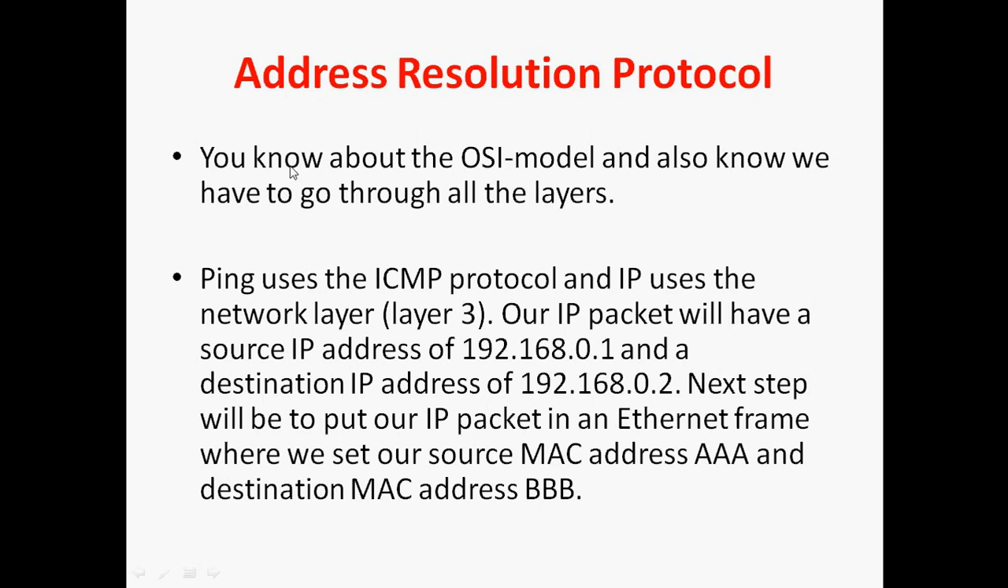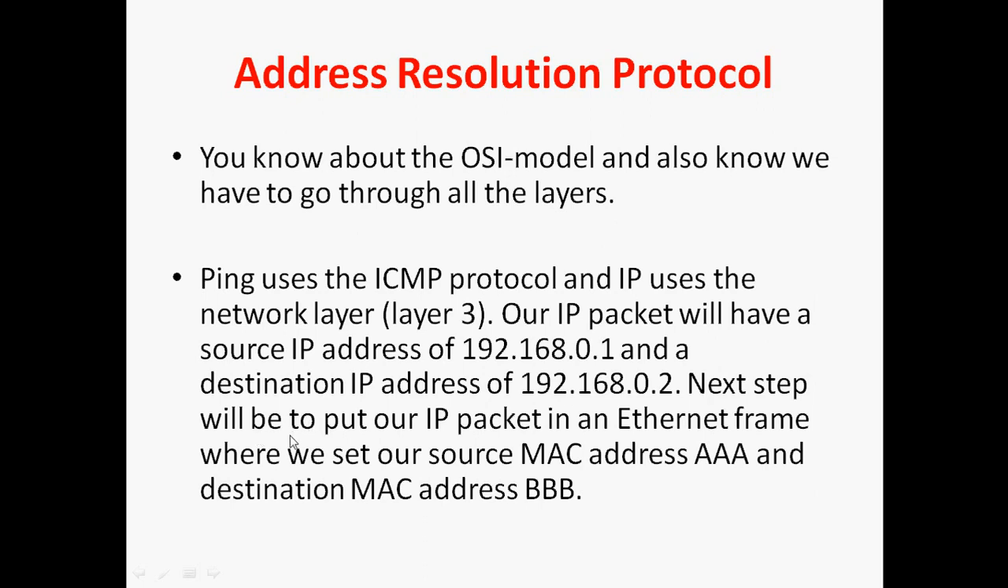Okay. So next point, you know about the OSI model and also know we have to go through all the layers. Ping uses the ICMP protocol and IP uses the network layer. So our IP packet will have source IP address 192.168.0.1 and destination IP 192.168.0.2.